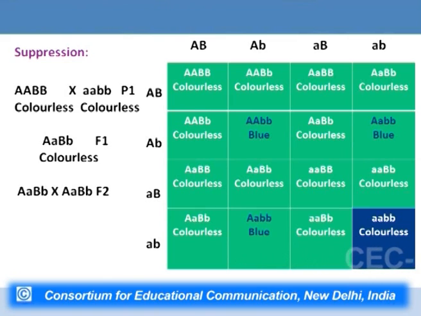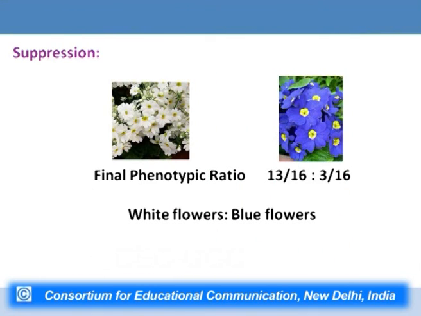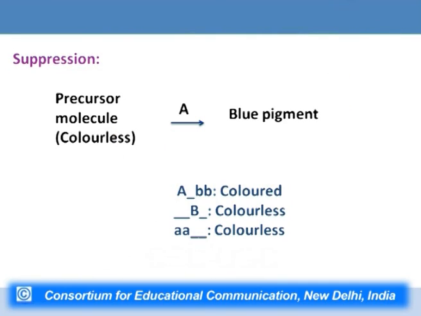they will lead to individuals who are all colorless in the F1 progeny. However, when these individuals are mated among themselves, they lead to individuals producing either blue or white flowers. So the primula individuals will produce either white or blue flowers in the ratio 13:3, and this is because of the suppression effect. Suppression occurs because the precursor molecule is converted into blue pigment by the action of the product of gene A, capital A.